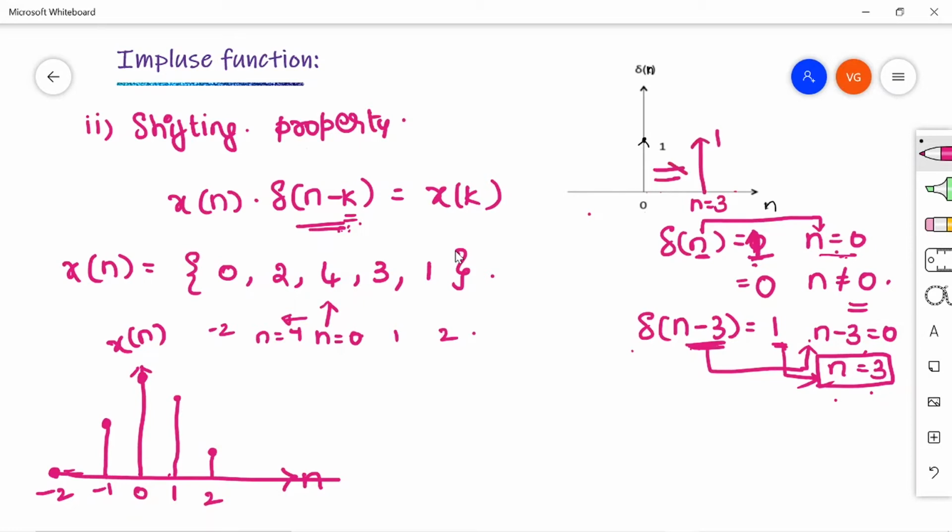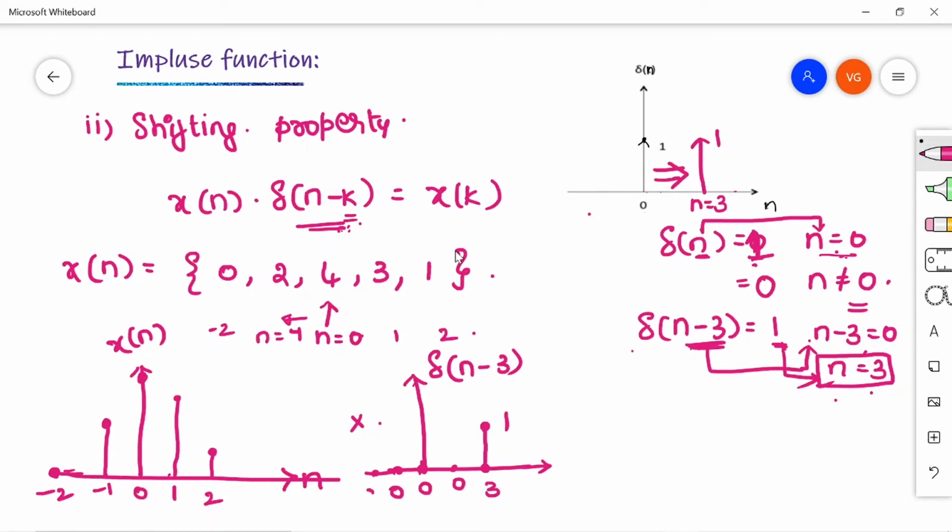Just move towards your right side on the scale. Now, you just multiply such a signal, that is delta of n minus 3, with your x of n in your example. So, this is 3, suppose. The value here is 1. Elsewhere you have 0 amplitude, even on the negative side.